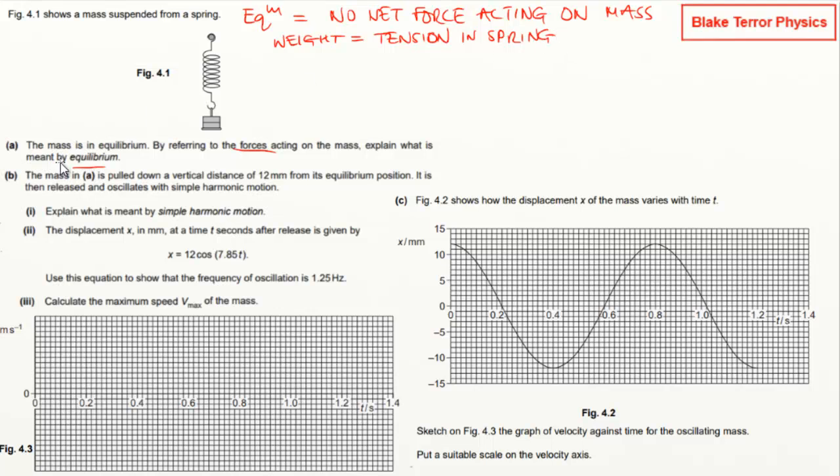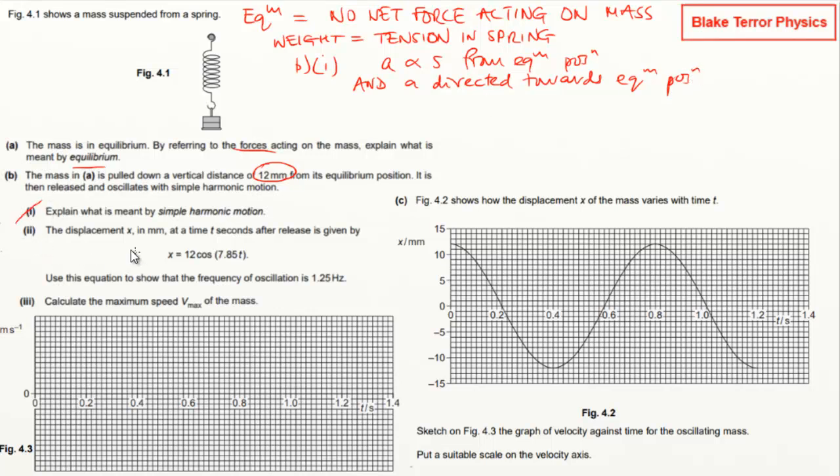So we've done that. Then the mass is pulled down 12 millimeters, then released, and oscillates with SHM. Explain what is meant by simple harmonic motion. Okay, so we need that the acceleration is proportional to the displacement from the equilibrium position, and we need to say that the acceleration is directed towards the equilibrium position. So we've got those two parts to it.